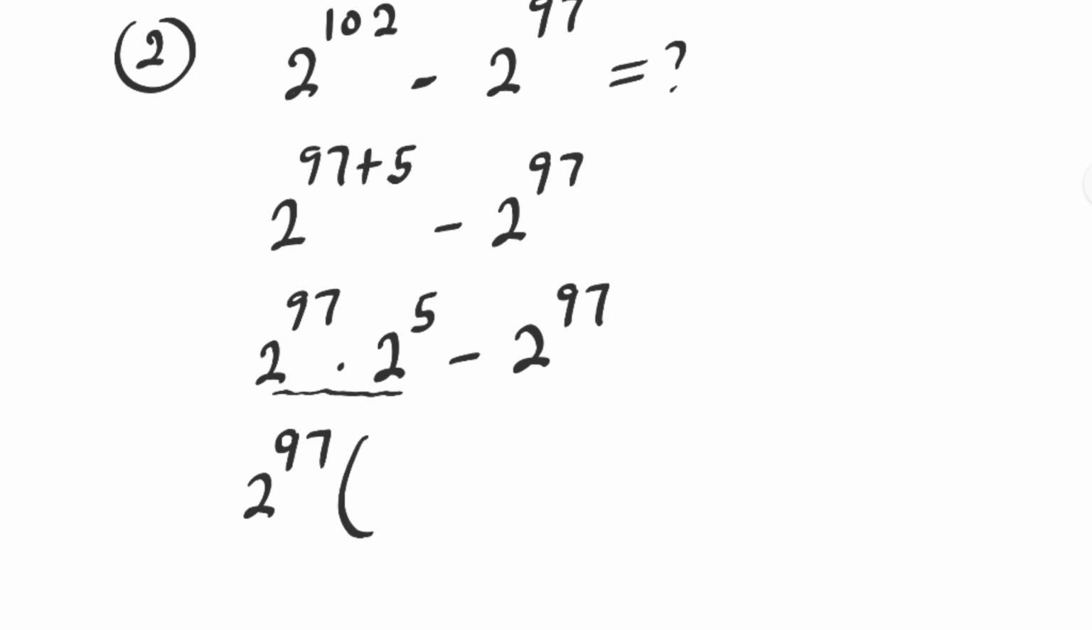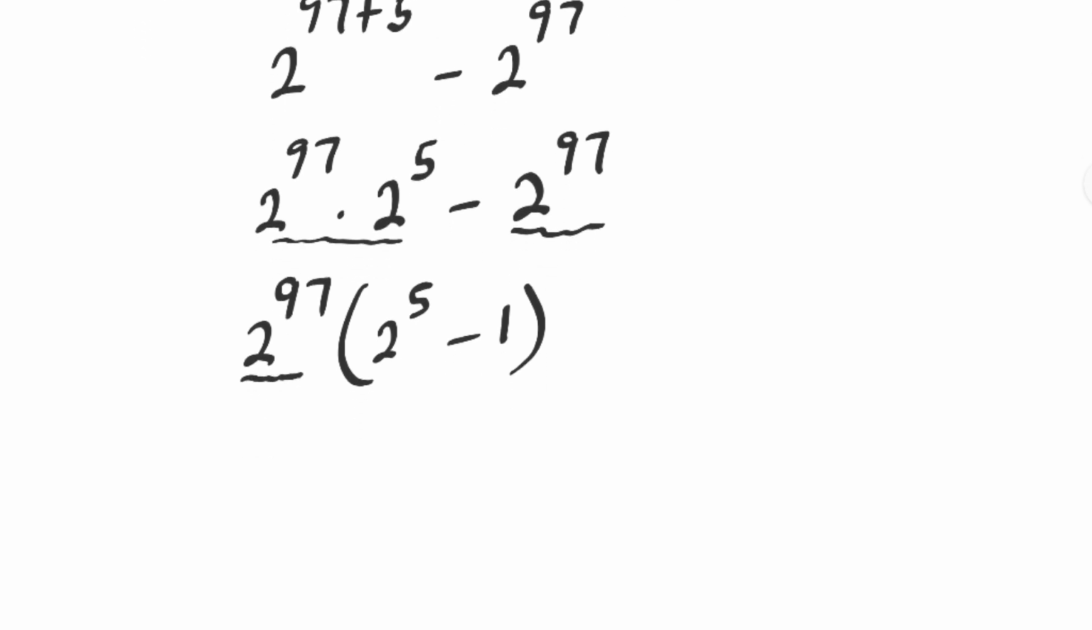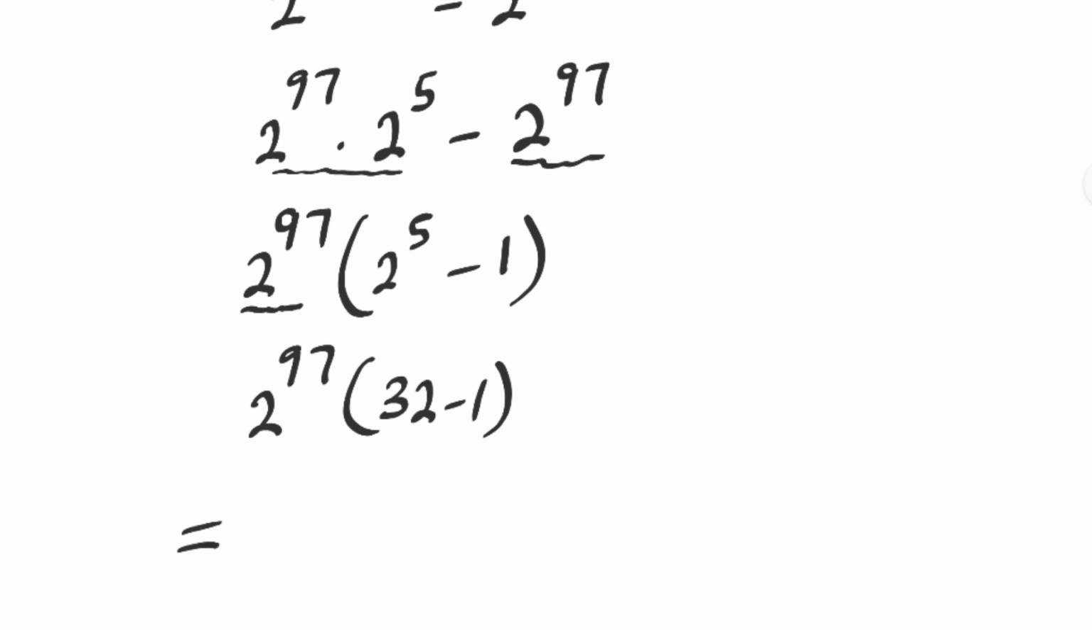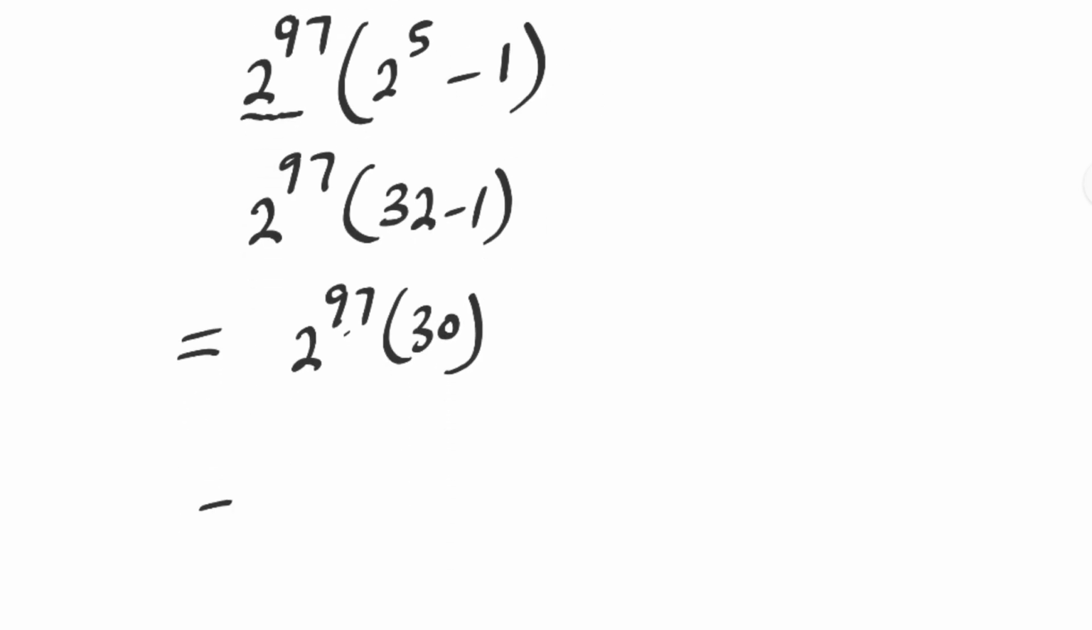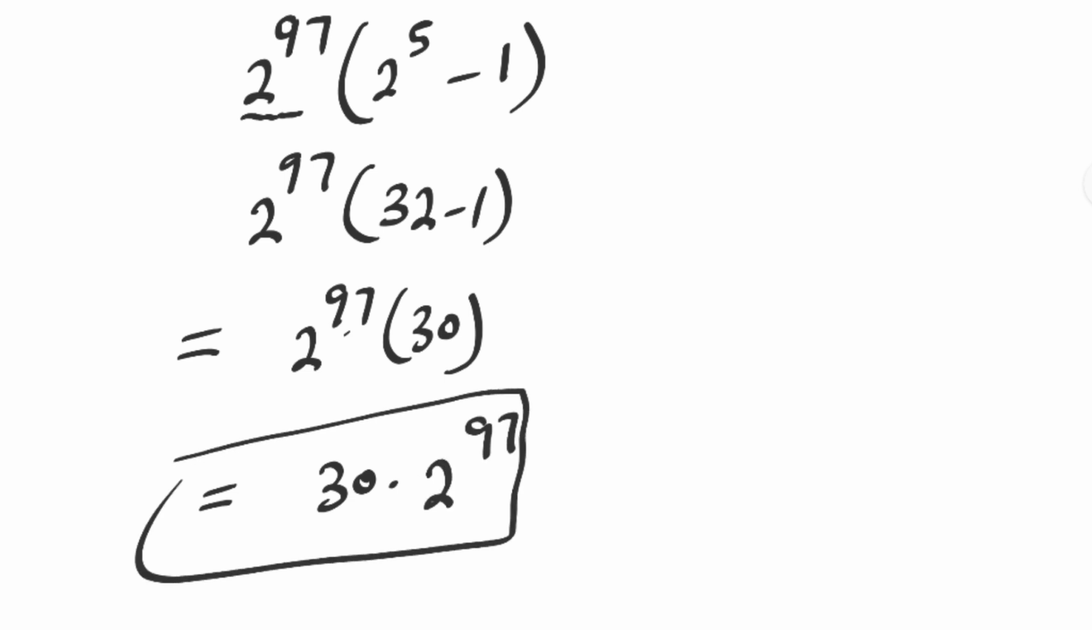If you divide the whole of this by 2 raised to power 97, we have 2 raised to power 5 minus, if you divide this 2 raised to power 97 by this 2 raised to power 97, we have 1. Then we have 2 raised to power 97 bracket 2 raised to power 5, this is 32 minus 1. This is equal to 2 raised to power 97 bracket 32 minus 1. This is 30. Then this is equal to 30 multiplied by 2 raised to power 97. This is the final answer.